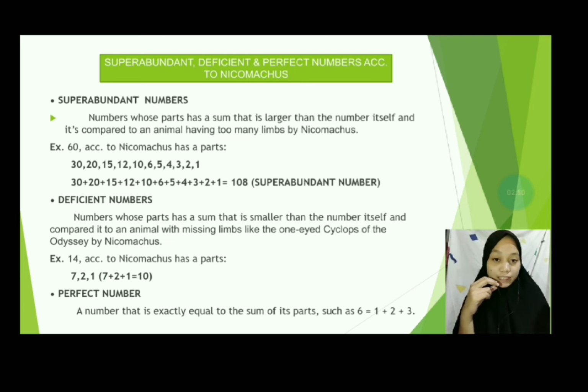The next one is the perfect numbers. So when we say perfect numbers, it is a number whose parts are exactly equal to the sum of its parts. An example is 6. So 6 has parts 1, 2, and 3. So 1 plus 2 plus 3 is equal to 6.